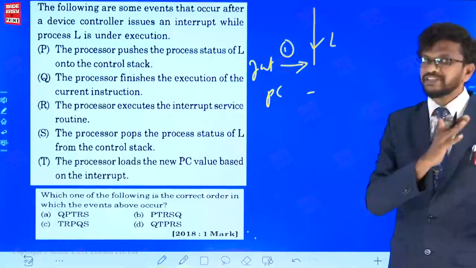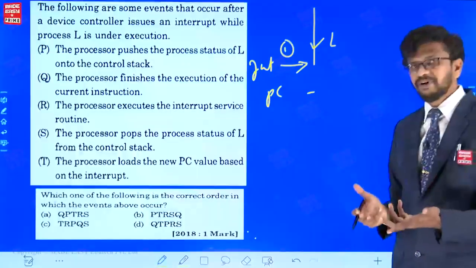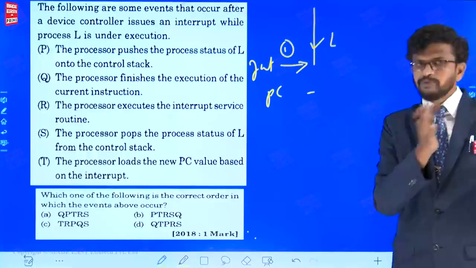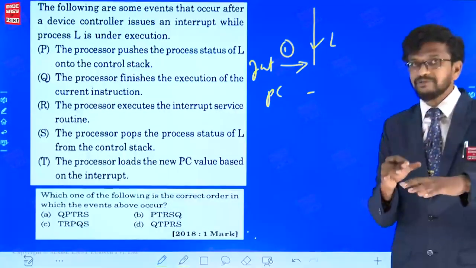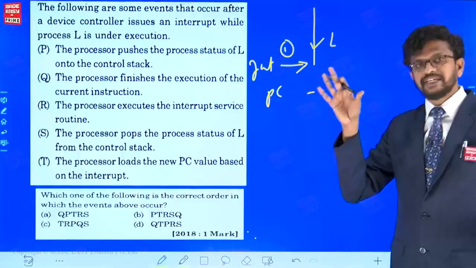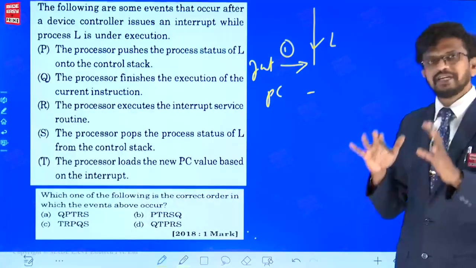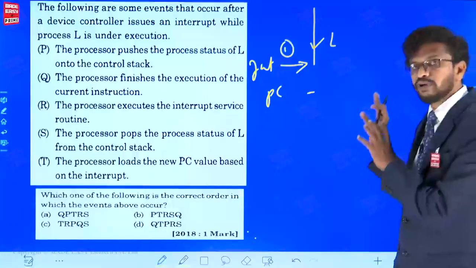So when an interrupt occurs, the first thing is whatever the process was continuing, the status of the process may be pushed onto the stack memory. In that, PC is also included. In some processes, PC is pushed onto the stack, and in other cases, the register status like the program status word is also pushed onto the stack. Overall, we can think that the status is pushed onto the stack.